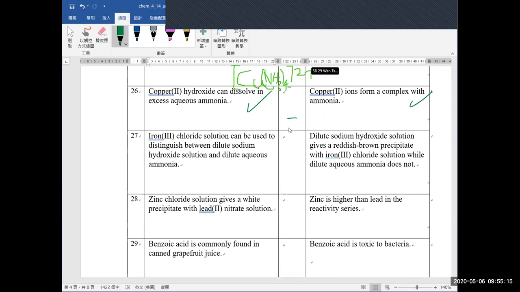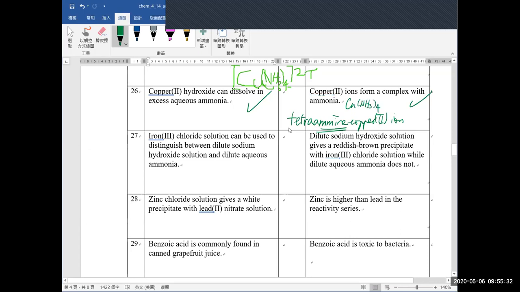Yes, the answer is tetraamminecopper(II) ion. So the formula is four ammonia surrounding the copper 2 ion to form a complex by dative covalent bond.